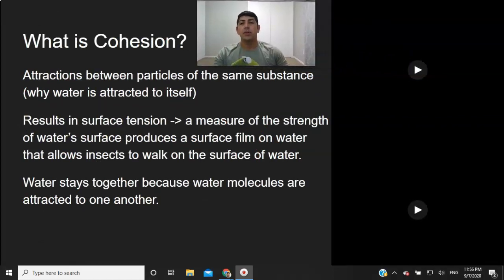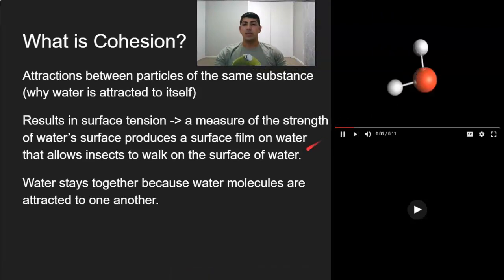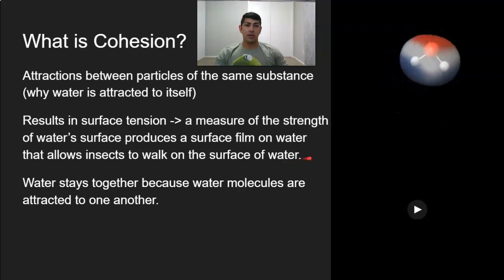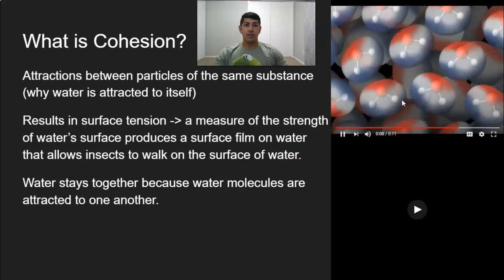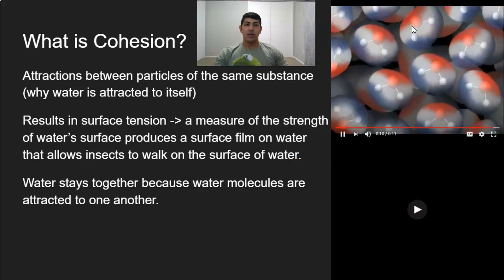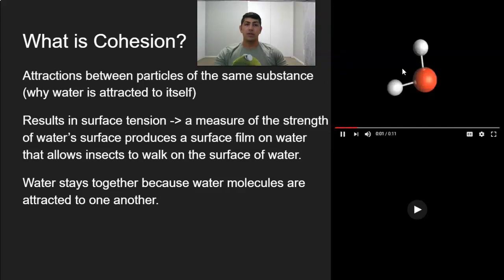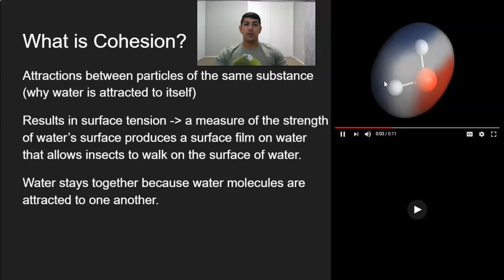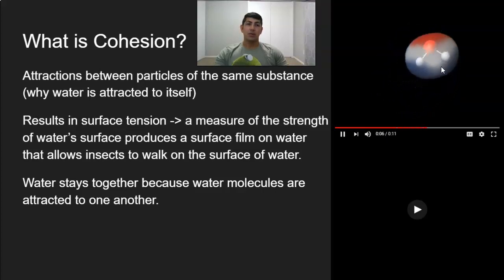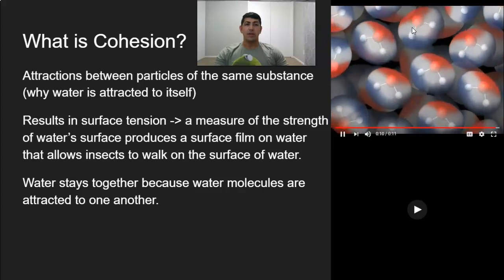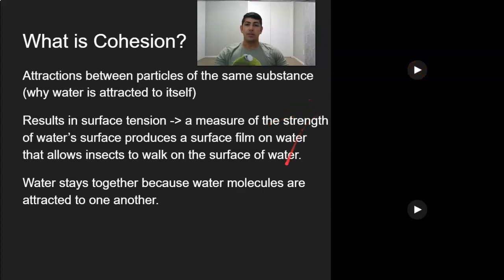So now let's discuss what cohesion is. Cohesion is the attraction between particles of the same substance, and that's why water is attracted to itself. If we look at the diagram to the right, we see the red, or oxygen, side with the electronegative part moving over and being attracted to the positive side, or the hydrogens. Notice the blue regions being the positive regions and the red being the electronegative.